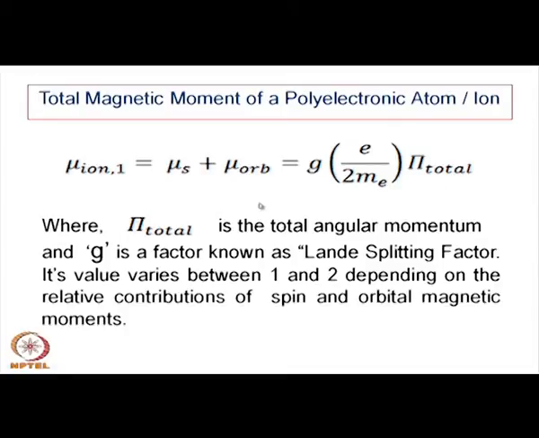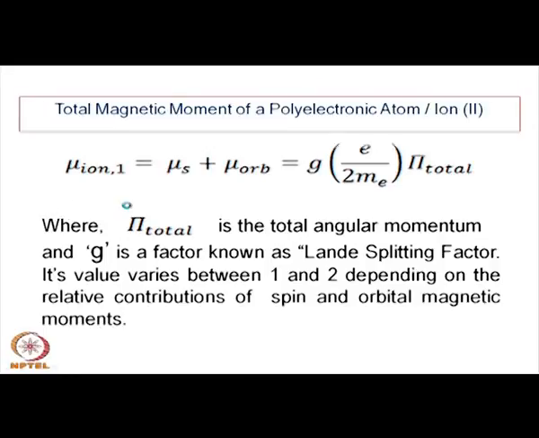Okay. So, there is a g factor, the Landé splitting factor, and this J total. This J total is the total angular momentum. It is called total angular momentum. Okay. So, somehow this is the kind of an expression of the two terms, the orbital magnetic moment and the spin magnetic moment.